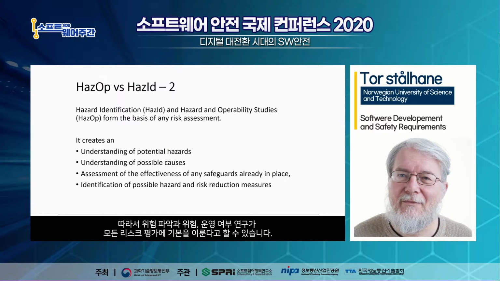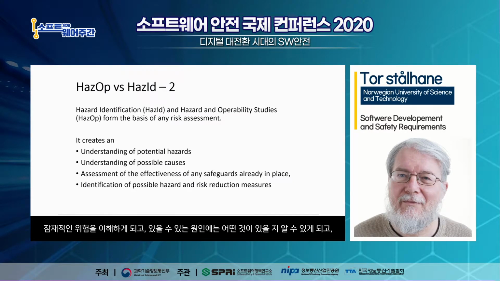It creates understanding of potential hazards, understanding of possible causes, and assessment of the effectiveness of any safeguard already in place, if any. And it's the identification of possible hazard and risk reduction measures. Now, once we understand the hazards and the causes, what can we do to remove or reduce the consequences?